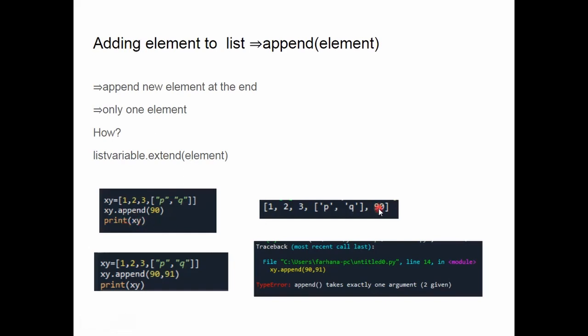Now suppose I want to add two or more values using the append function. But the append function allows only one element. So if you try appending more than one value, it will generate an error message. So how can we solve this problem? I want to append two values, but that is not possible using the append function. That is possible using the extend function.